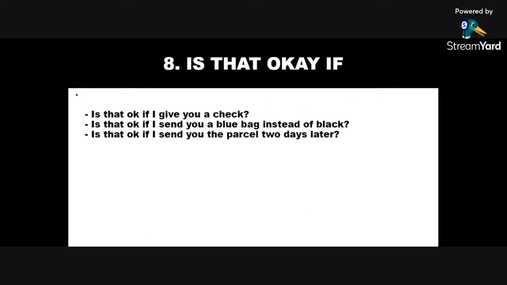Number 8, is that okay if? Now, this kind of expression is similar to would it be all right if, all right? So it's something similar, but we can consider this as a little bit more formal. Is that okay if, all right?